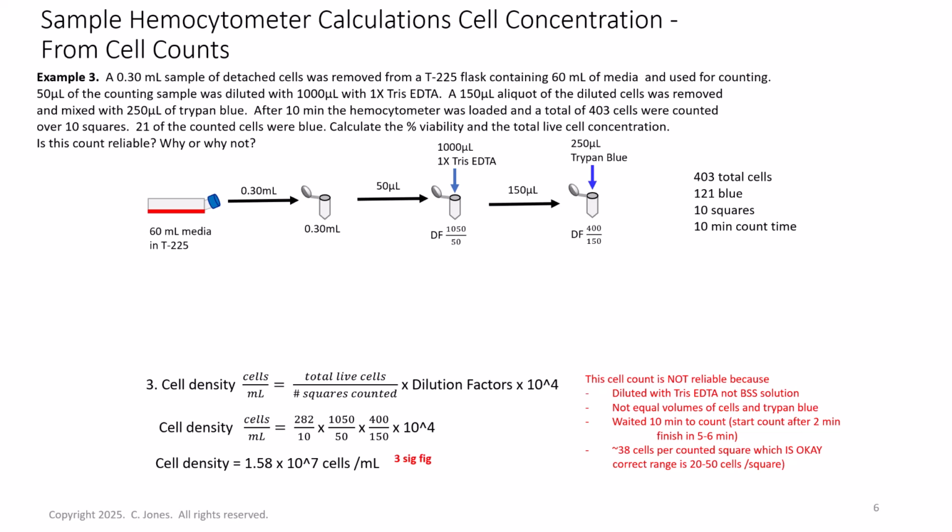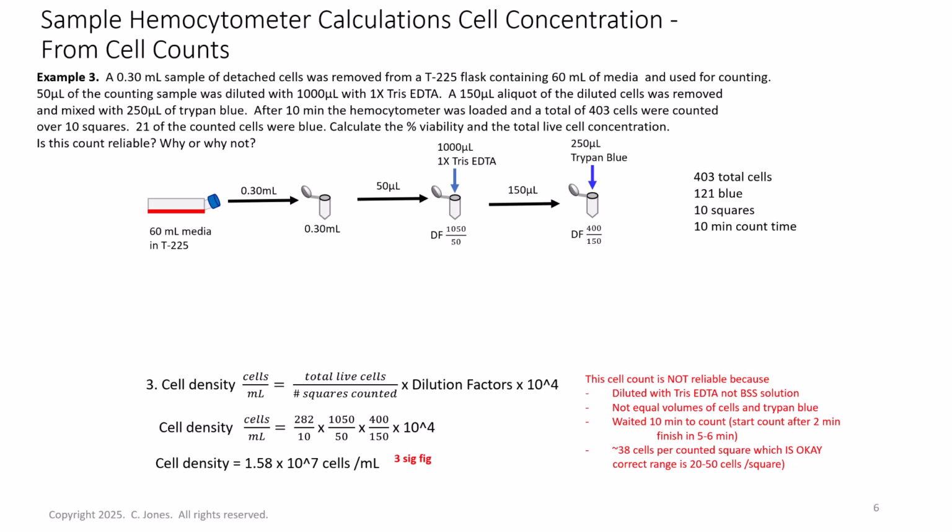Okay? In our lab, our SOPs say that you need to use equal volumes of cells and trypan blue, and here we did not. Right? We used 150 microliters of cells and 250 microliters of trypan blue. Those are two different volumes, so this is not a 1-to-2 dilution. So we should have used the same volumes. Now, if your SOP says, use as much trypan blue as you want, that's fine. But our SOPs say equal volumes of cells and trypan blue.